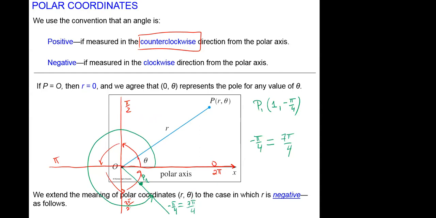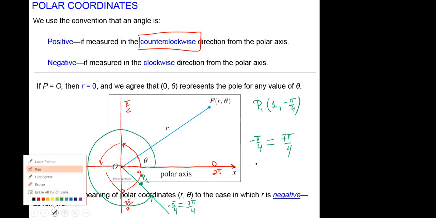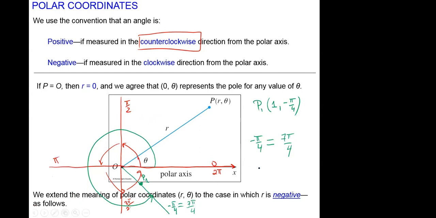As we can see, it's getting interesting, because now if I ask you to plot the point P sub 2, 1, and the angle is 7 pi over 4. Okay, where is that point? Do you think you can try to help me? Where is that point? 1 is the distance from the origin, and the angle is 7 pi over 4.